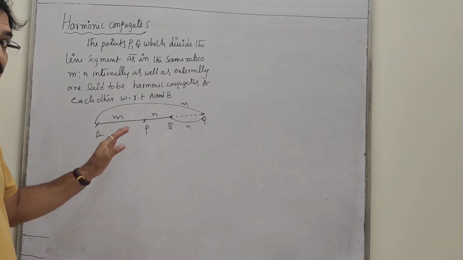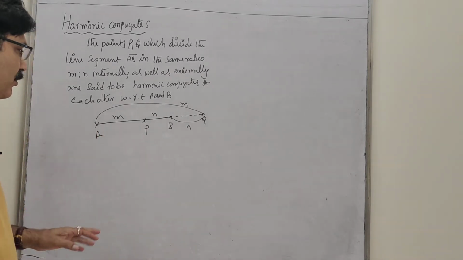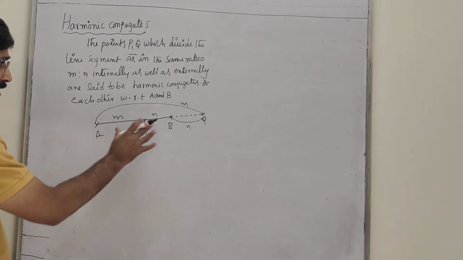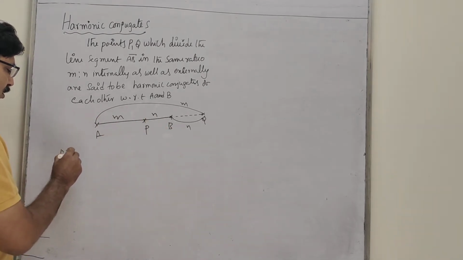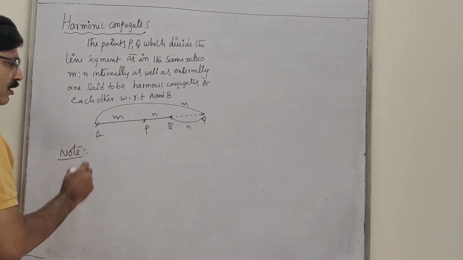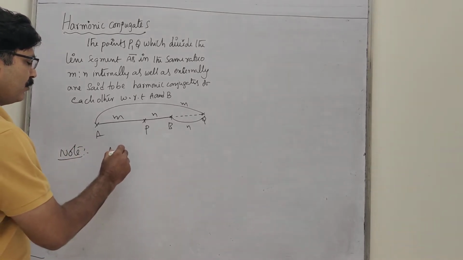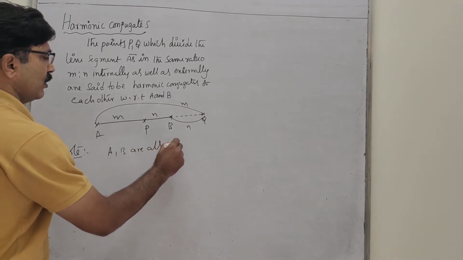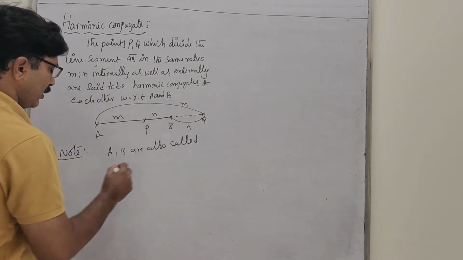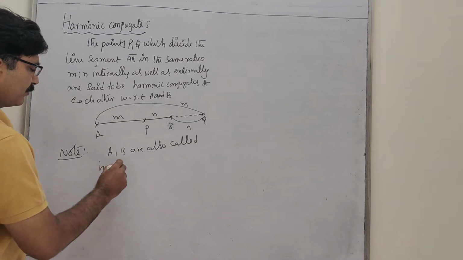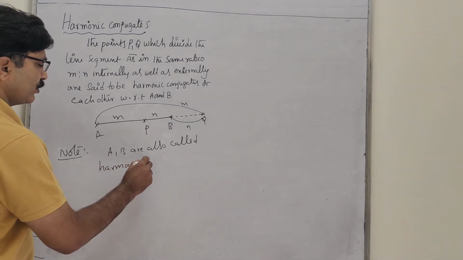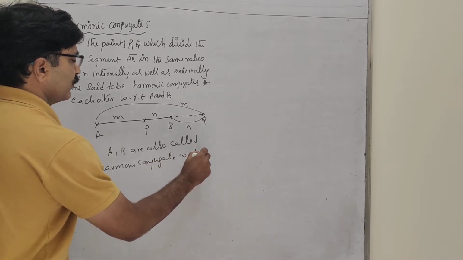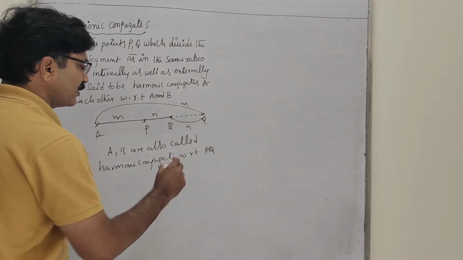But here some hidden points are there. Please catch this particular point. I would like to note an example. The hidden point is what? We observe this. Note: A and B are also called harmonic conjugates with respect to PQ.